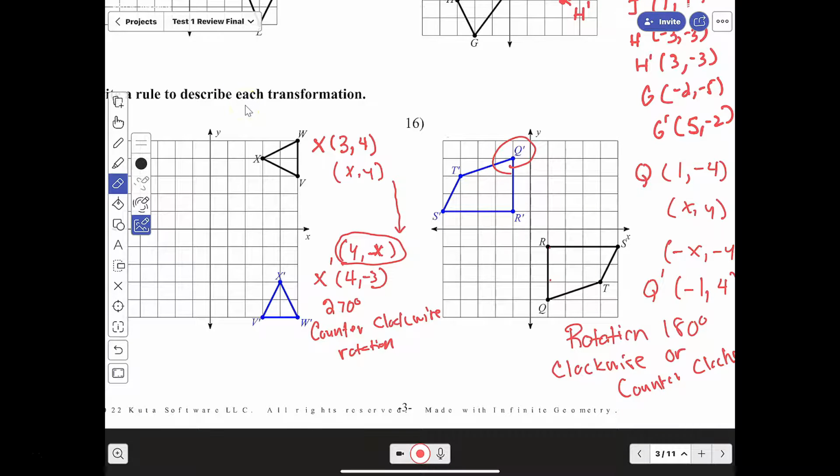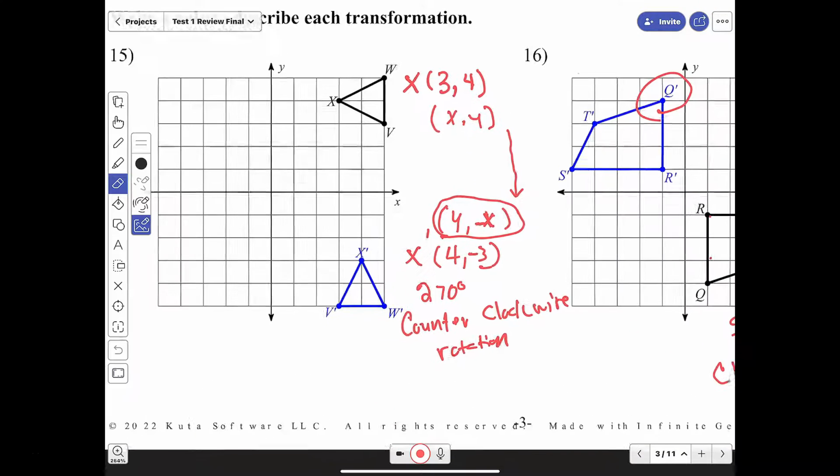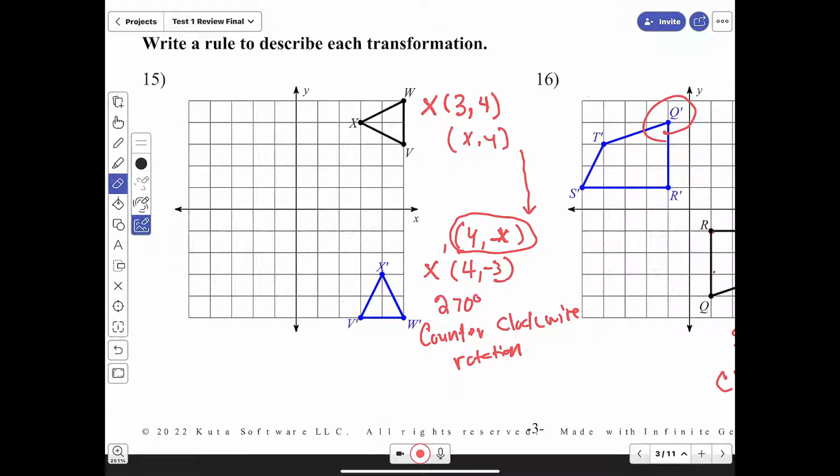Okay, what I'm going to do is explain what I just finished doing here. Write a rule to describe the transformation. So first, you're going to write the ordered pair for X, which is (3, 4). And then you're going to compare it to X prime. Remember that this is called a preimage, and this is called your image.